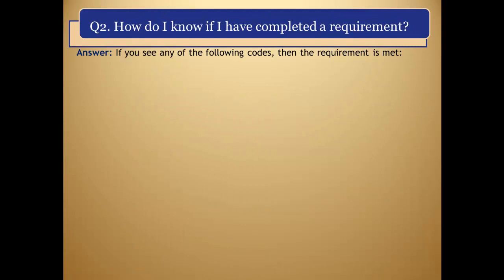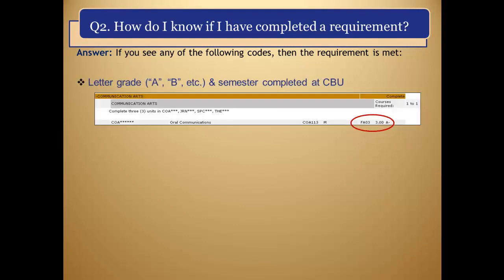Next question. How do I know if I have completed a requirement? As you scroll through your degree guide, you'll notice some codes and abbreviations. If you see a letter grade posted for a class, that is an indication that you met the requirement by a specific class that you took in residence at CBU. You can also see the semester and year in which you completed the required course.